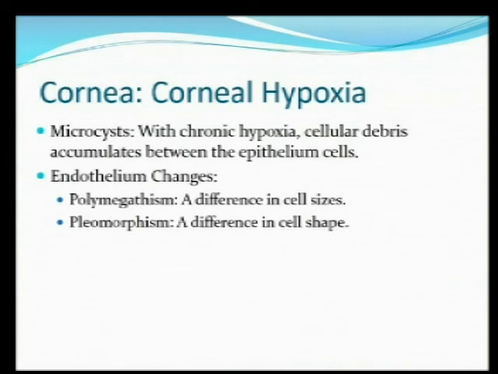Some more subtle things will happen over a period of time. One of the things that you can see is little microcysts, or little pockets of cellular debris, that look like little water blisters inside the cornea that may occur with a long-term lack of oxygen. You also will start to see those changes in the endothelial cells that I talked about earlier. Again, if they're changing in size, that's polymegathism. If they're changing in shape, that's pleomorphism. A clear indication that that patient's not getting enough oxygen.